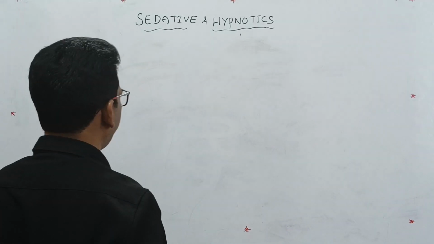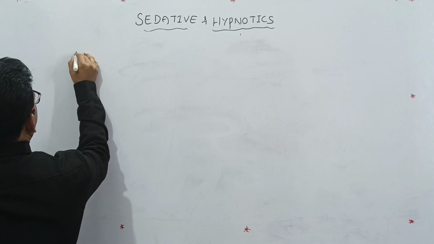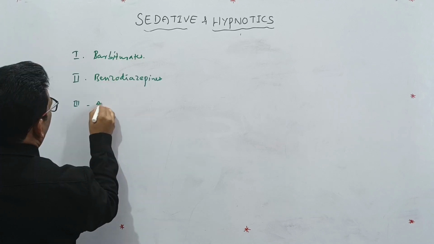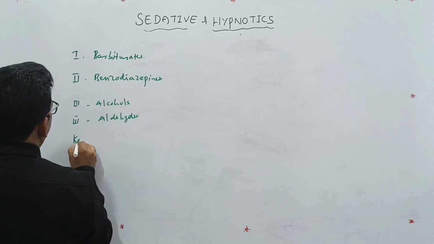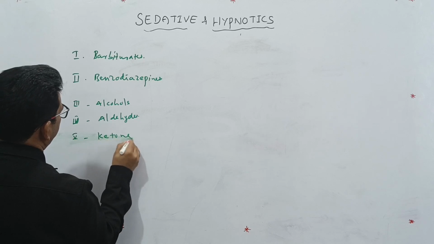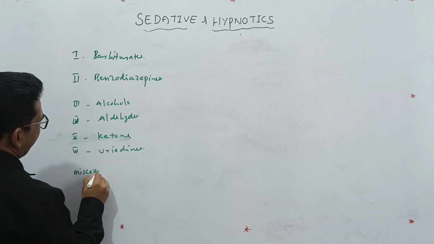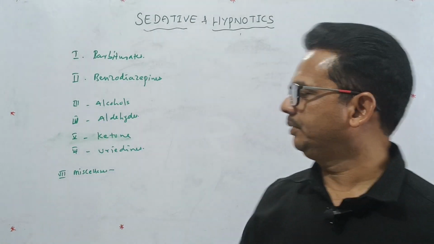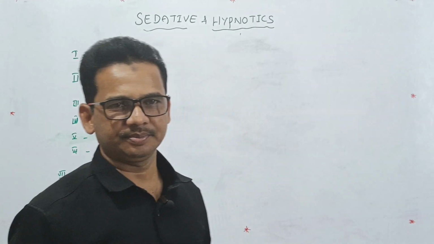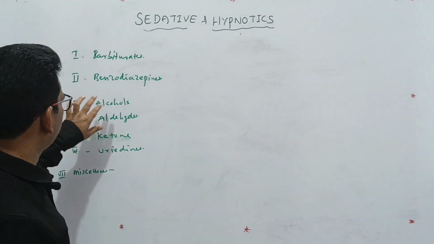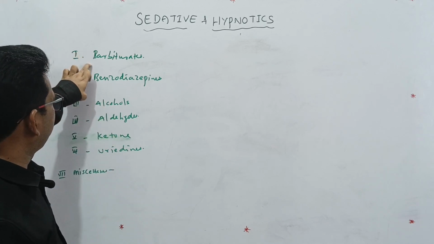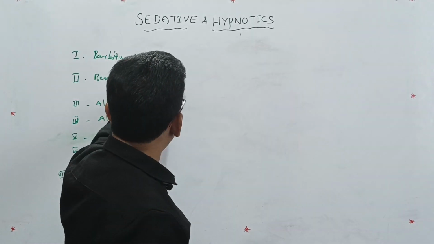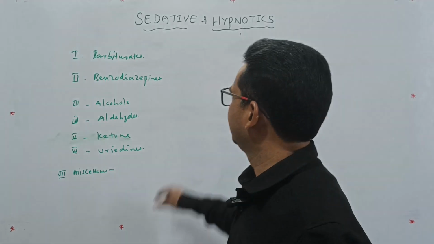Now, what types of drugs are there? Sedatives and hypnotics have many classes. The first class is the barbiturates. The second class is the benzodiazepines, then alcohols, aldehydes, ketones, uridines, and miscellaneous. These classes of drugs are available in sedatives and hypnotics. All these drugs with examples are available in the notes.